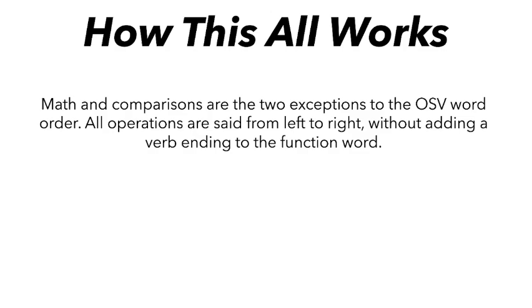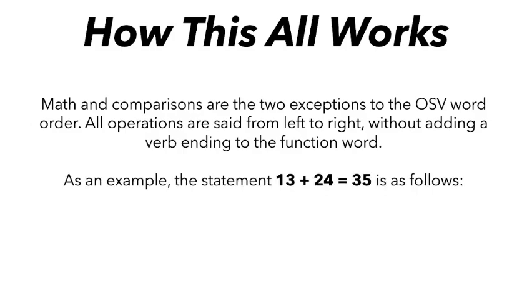And math and little comparisons, those are the two exceptions to the OSV word order. So in Lesbani, the word order is typically object, then me, subject, and verb, me being the particle splitting the object from the subject. All the operations are said from left to right, and you do not add a verb ending to the operator word. You still add it if it is just a verb in a normal sentence, but if you're doing math with it, you do not add the verb ending.